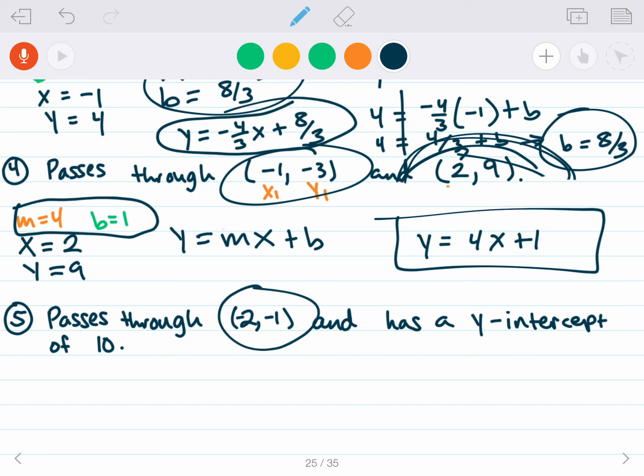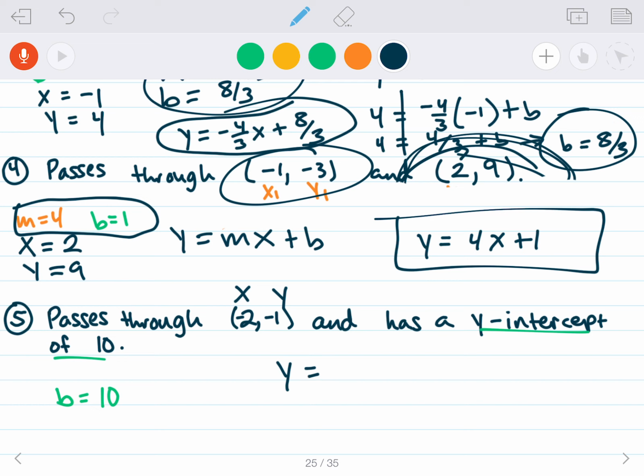Passes through this point, has a y-intercept of 10. So this time we're being told explicitly what b is. B is 10. It's our y-intercept. Now we need to find the slope. Now what is this? Passes through. That's an input-output, so that's an x, y.